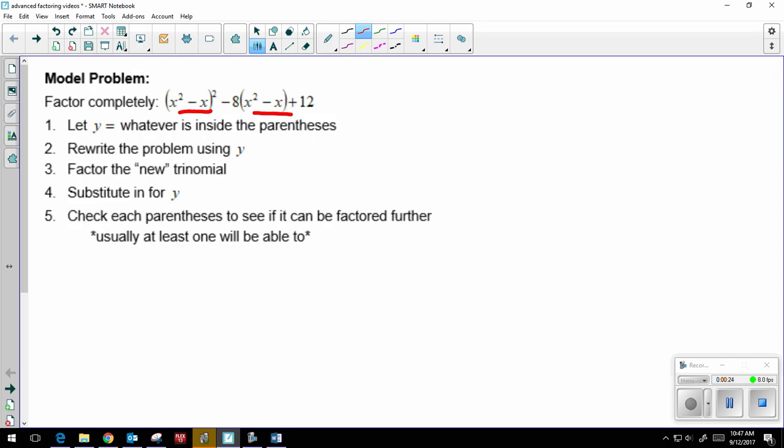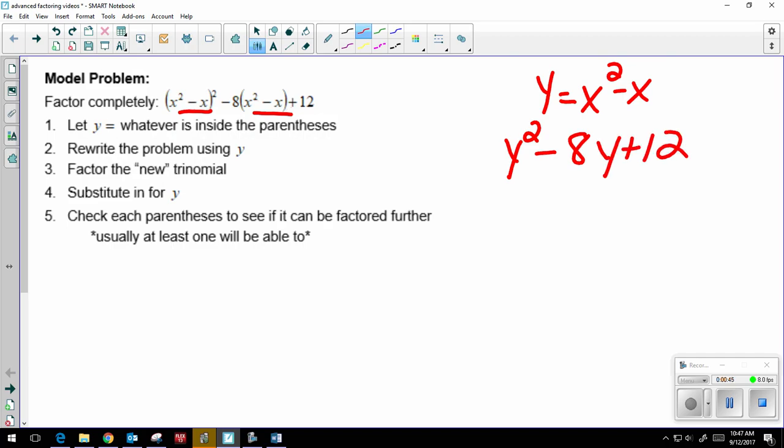So I have my steps listed out that we're going to follow. Step 1, let y equal whatever is inside the parentheses. So y equals x squared minus x. And now I'm going to rewrite this problem. Instead of my parentheses, I'm going to replace it with a y. So I have y squared minus 8y plus 12. And I'm going to factor this new trinomial.